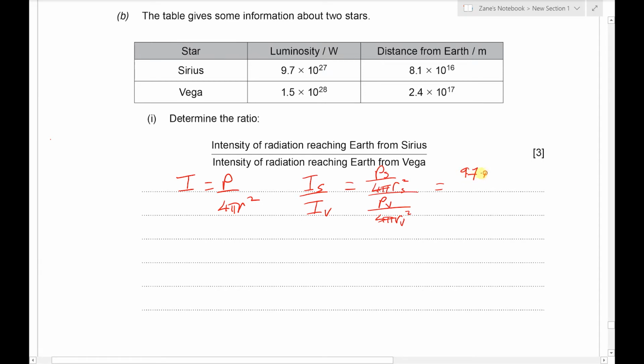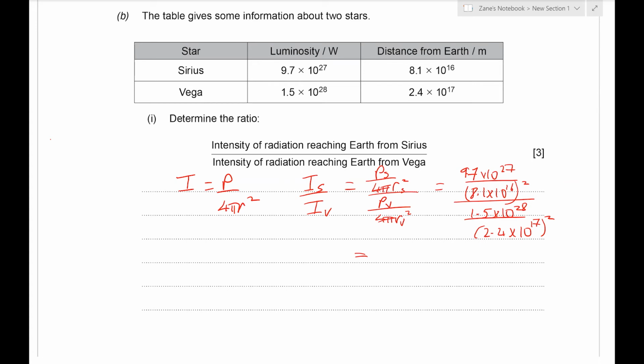So let's put in those figures. We've got 9.7 times 10 to the 27 over 8.1 times 10 to the 16 squared, all over 1.5 times 10 to the 28 over 2.4 times 10 to the 17 squared. If you didn't want to, you didn't have to cancel the 4 pi's. So we plug those into a calculator and we end up with the answer of 5.68, so let's call it 5.7, seeing as all the information in the question is to two significant figures.